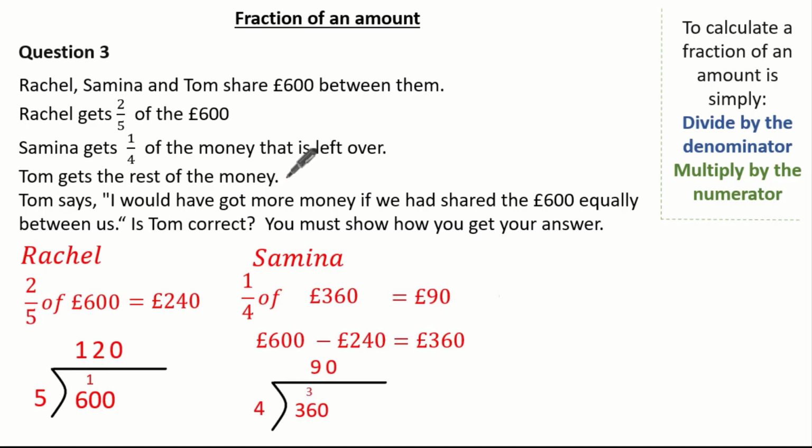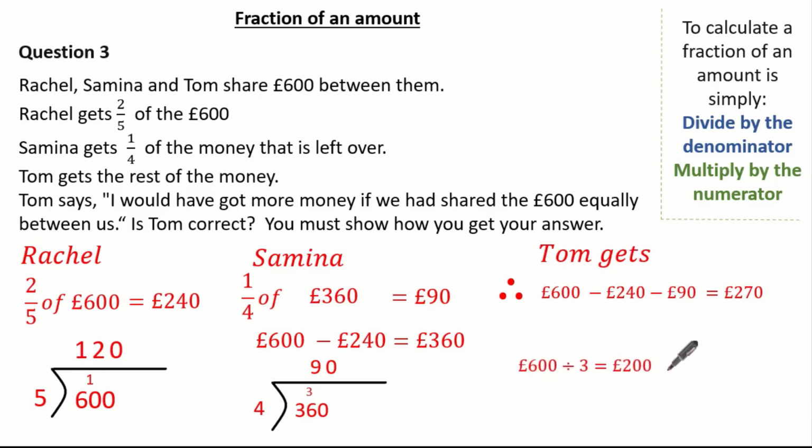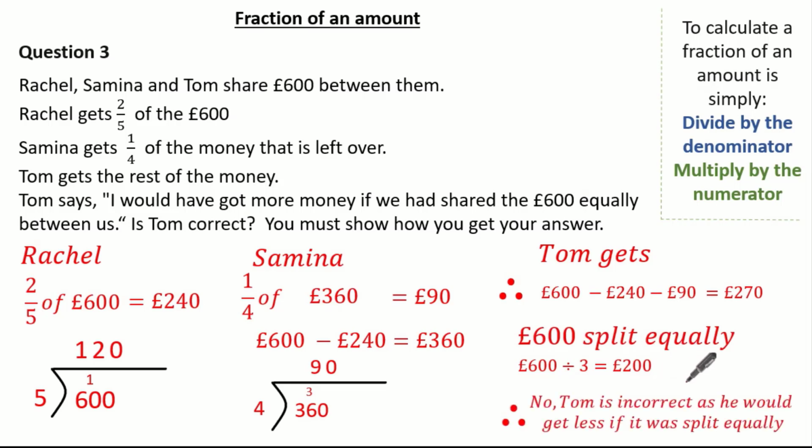Tom gets the rest of the money. So therefore, Tom would receive 600, subtract our 240, subtract our 90, which is £270. Now, Tom thinks he would have got more money if they would have shared £600 equally. So let's work this out. Well, 600 divided by 3 is £200. So that means if £600 was split equally, Tom would have got £200. Therefore, we know Tom is incorrect. He would have got less money if it was split equally. He would have got more money if it was split according to the question.